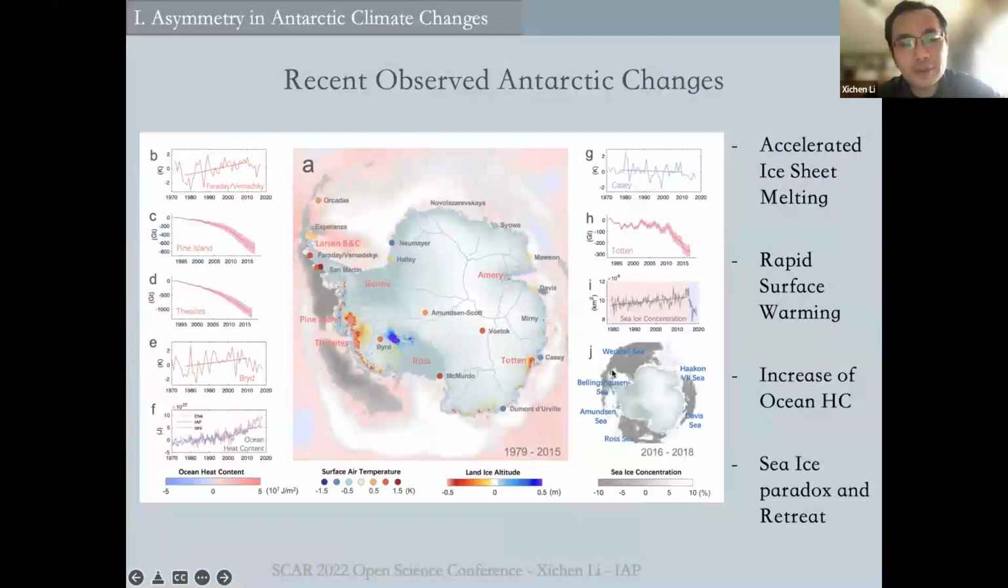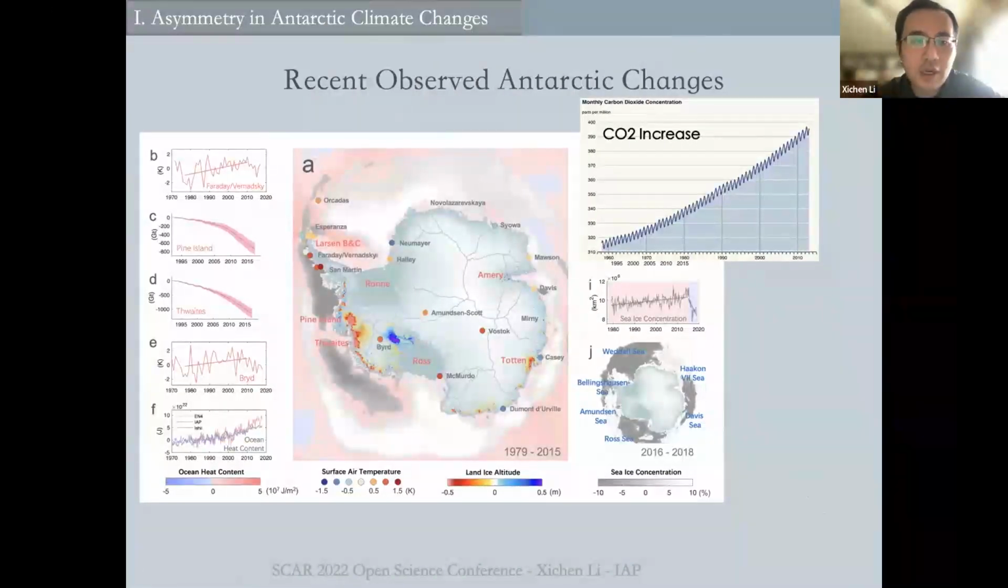And when we come to the Antarctic sea ice, before 2015, the West Antarctica sea ice, the Amundsen, the Bellingshausen, and part of the Weddell sea ice experienced a rapid loss. In other areas, the sea ice has increased. And after 2015, the Antarctic sea ice experienced a sudden loss almost everywhere.